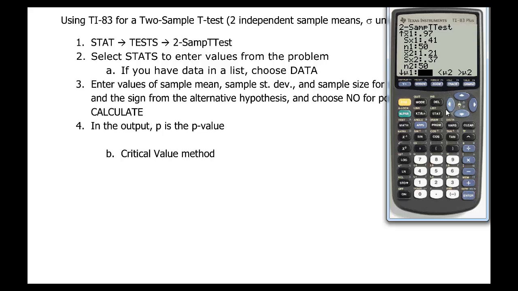We want the sign from the alternative hypothesis. It was asking if the two groups are different, so we'll use not equal to. It's going to ask you if you want the pooled standard deviation. There's a little bit of discussion in your notes about the pooled standard deviation. It's not commonly used, and some statisticians advise against it. So we're always going to choose no for pooled. And then we calculate.